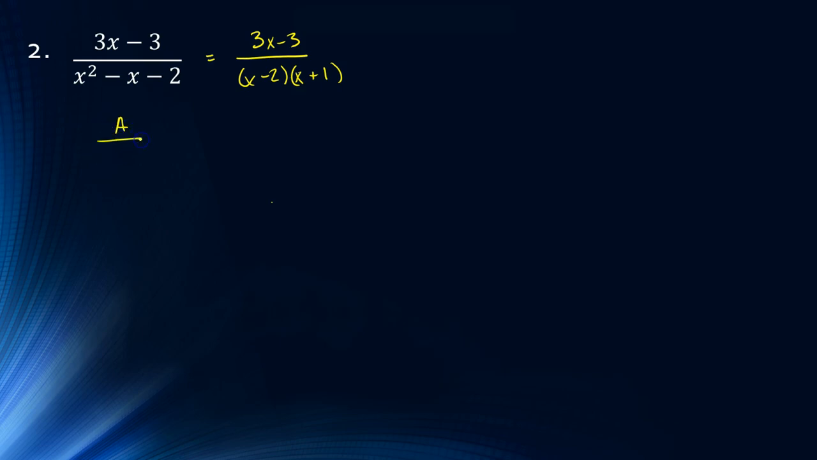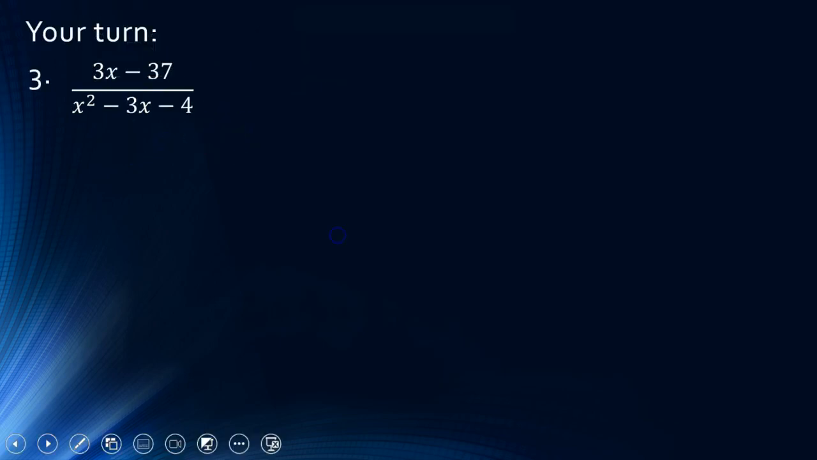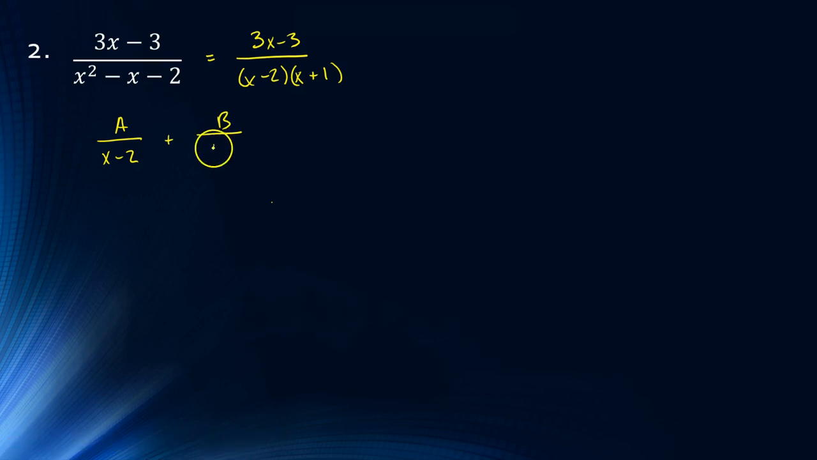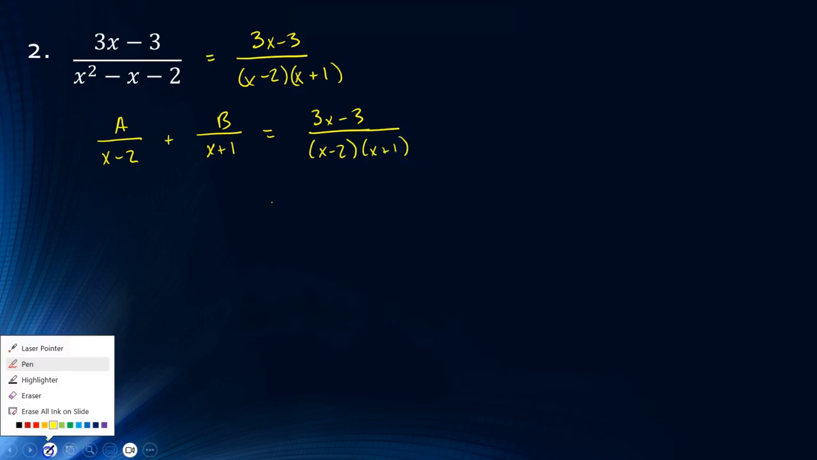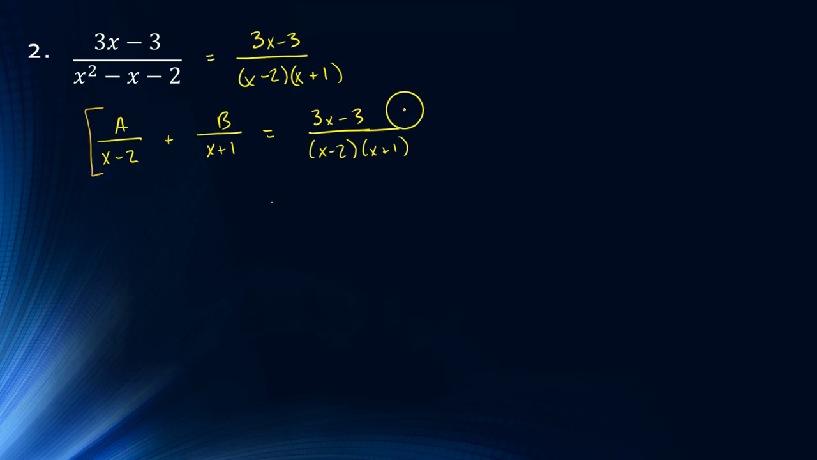All right, so let's set up our fractions. So this time we're only going to have 2 fractions. So our first fraction, again, we can just use a distinct numerator. We'll just call that a. Our denominator would be that first factor of x minus 2. Plus, call this next numerator b. And then our denominator would be x plus 1. And that's going to equal 3x minus 3 over x minus 2 and x plus 1. All right, so our denominator that we're going to use is that x minus 2 and x plus 1.